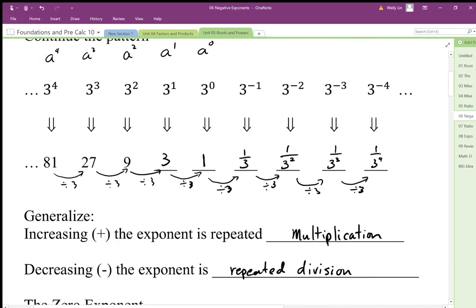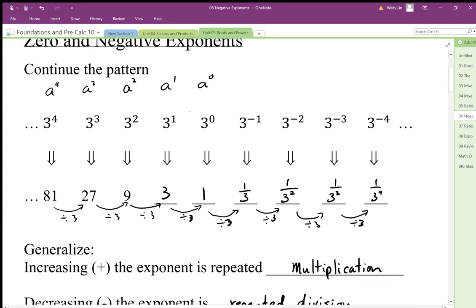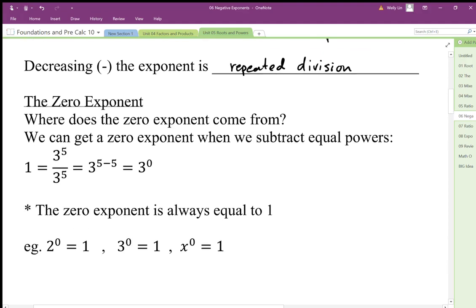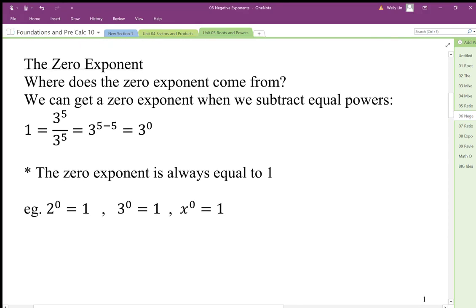We can also justify this by going backwards, by dividing and seeing what happens if I divide these numbers by the base. Any way we do it, we end up with any power of 0 is equal to 1. So the 0 exponent is always equal to 1.